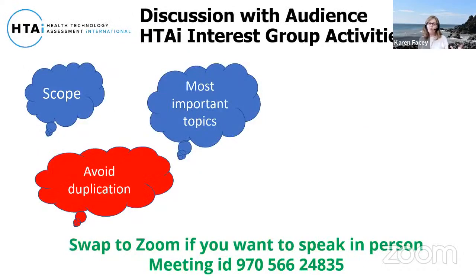That's it. What we will be doing in the general discussion is thinking about what an interest group should be, what scope it should have, what the most important topics it should cover are, and how we should avoid duplication, making sure that we don't do what another initiative is undertaking.